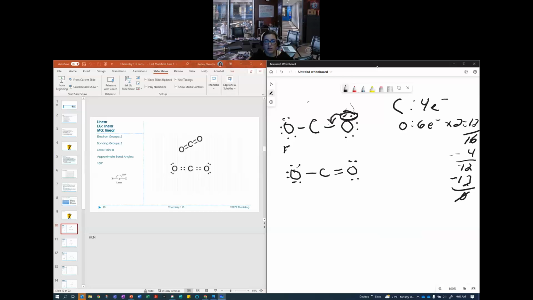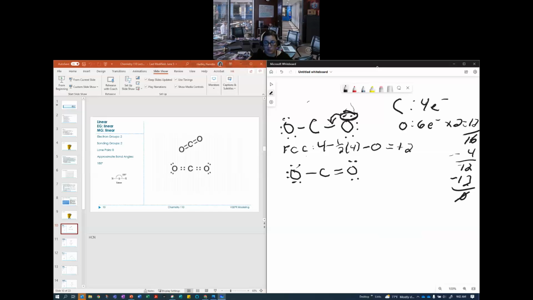Sorry. Formal charge for my carbon here. Formal charge on the carbon, there are 4 valence electrons minus half of the bonding electrons, which there are 4 of them, 2 in each bond, 2 bonds, and then no lone pairs. So that gives me a formal charge of +2.